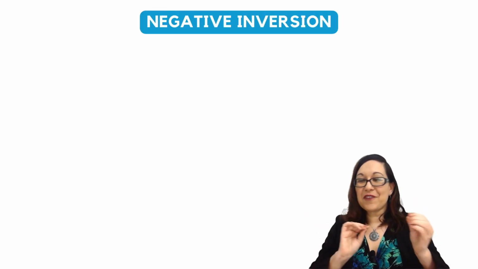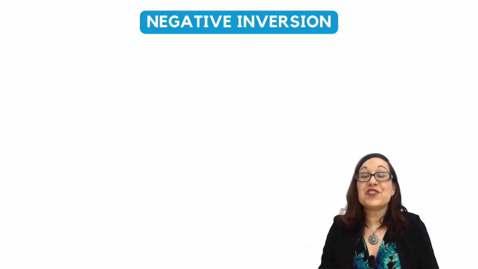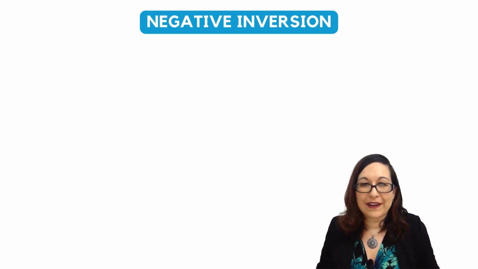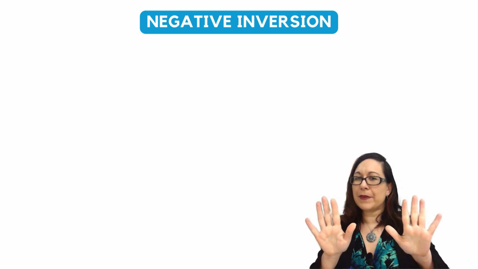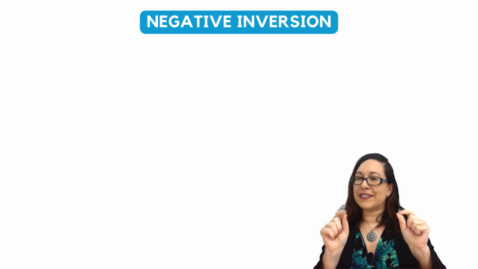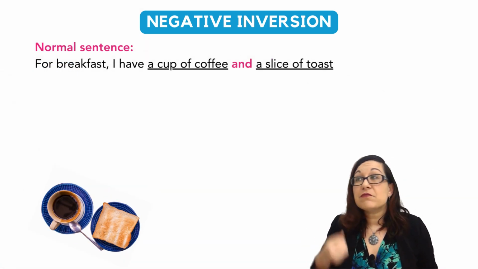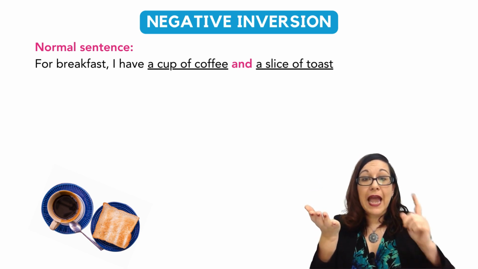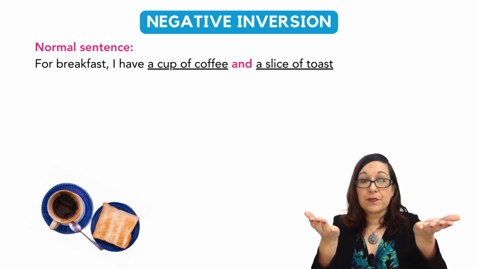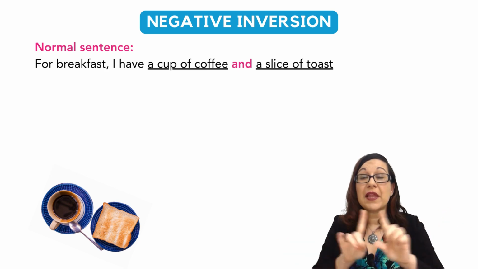Okay, let's go off on a little tangent and talk about my normal breakfast. Stick with me because this is going to make sense in a minute. So, for breakfast, I have a cup of coffee and a slice of toast. That is a normal sentence.